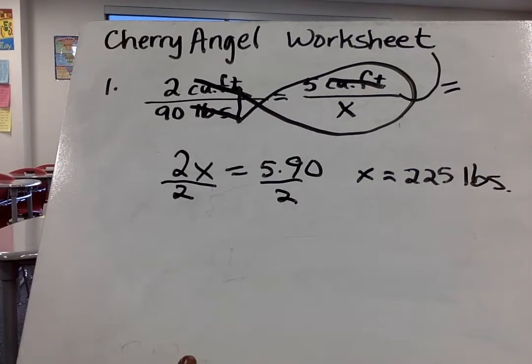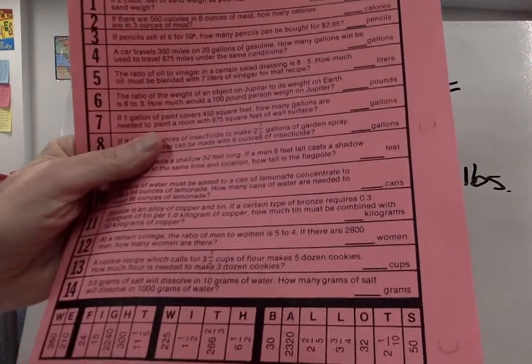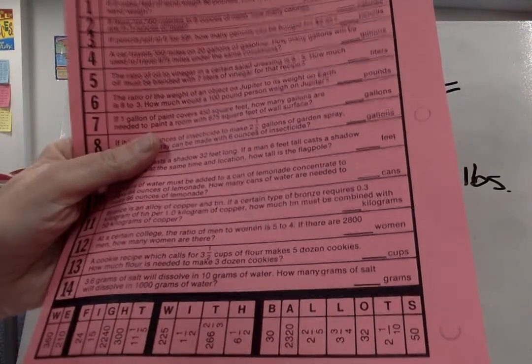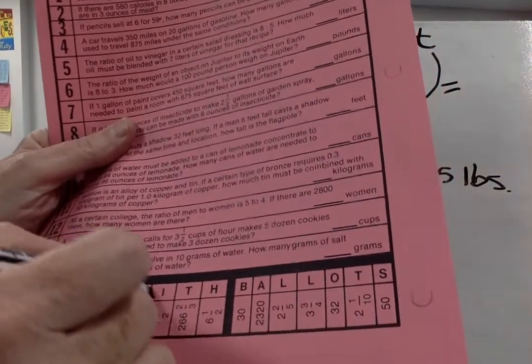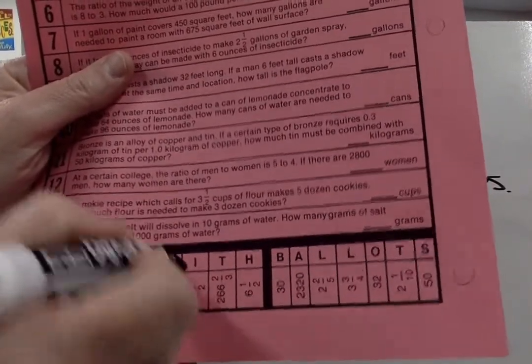Now we go down to the bottom of the page, wherever 225 is, cross it out. So there it is. Okay.